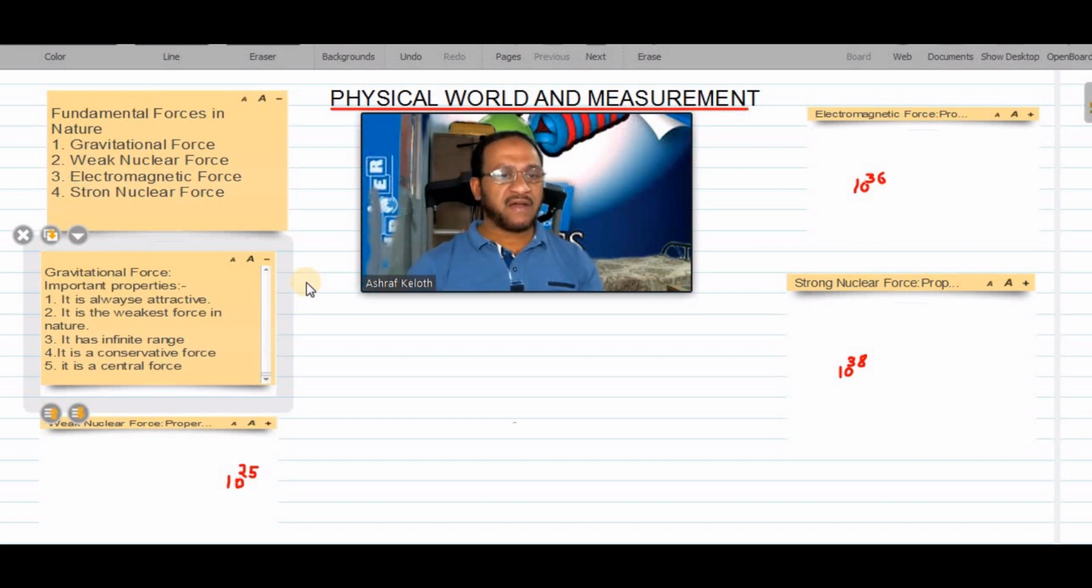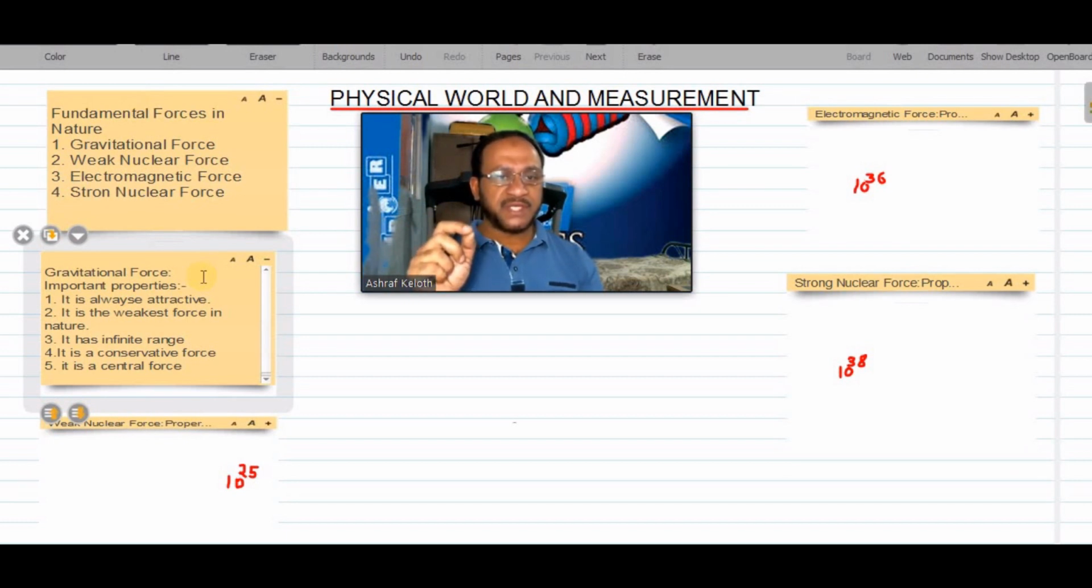So actually, gravitational force, you can see here, the definition of gravitational force is this one. All of you can write down in your class notebook. The definition of gravitational force is this one. It is the force of attraction between any two bodies by virtue of mass.